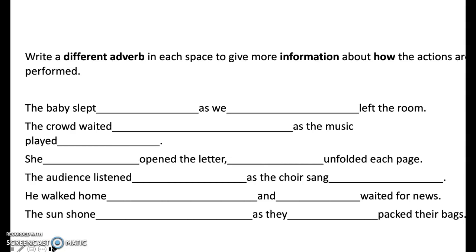The next task, you're going to pause the video, and write a different adverb in each space to give more information about how the actions are performed. So the baby slept as we left the room. So how do babies sleep? It could be noisily, quietly, as something left the room. Is it peacefully? So you're going to think about which adverbs you're going to put in the gaps. So the information is going to tell us how. How did the baby sleep, and how did we, so I'm assuming that's the parents, leave the room.